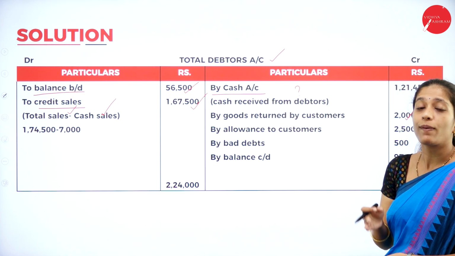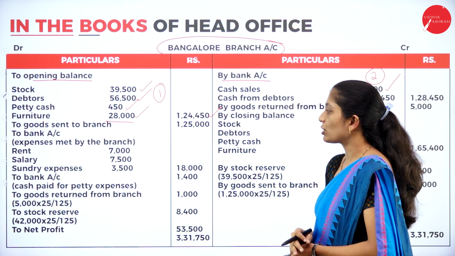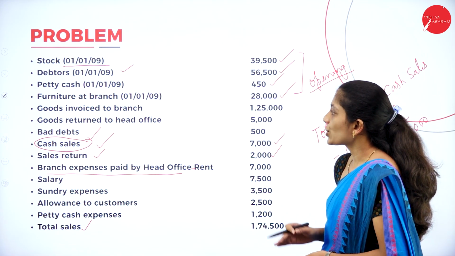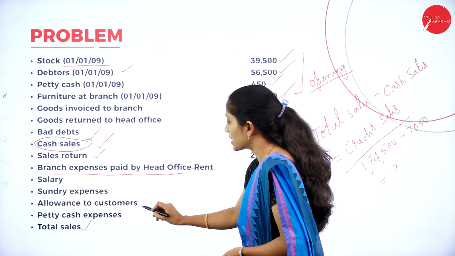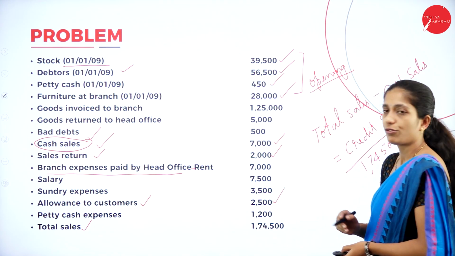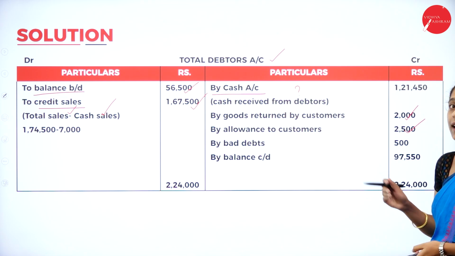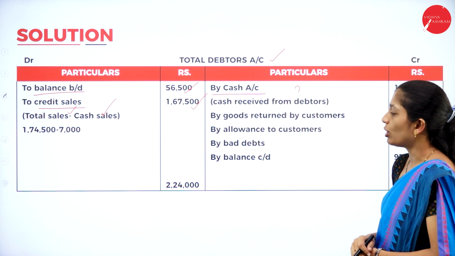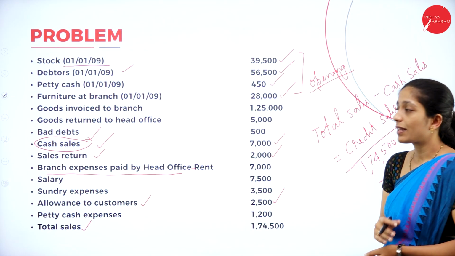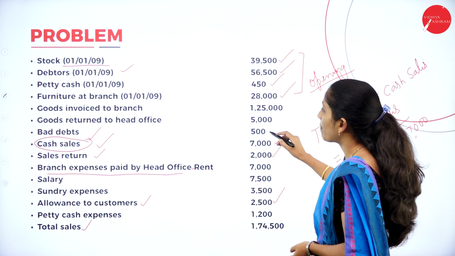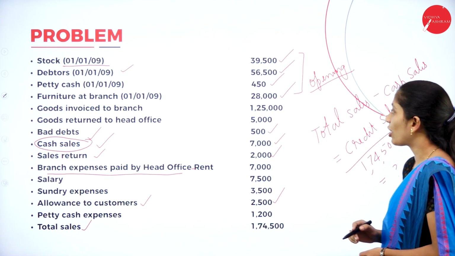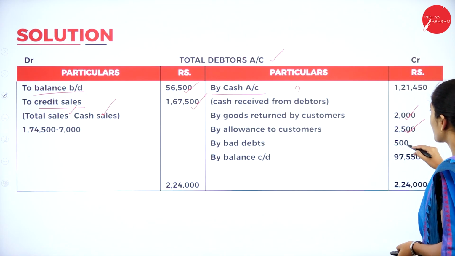Next there is an allowance which is given to the customer. So go through the question. The allowance given to the customers here is how much? 2,500. So record that amount, 2,500. Next they have given bad debts also. So go through this question. They have given bad debts also. What is bad debts? 500. So record that amount, that is 500.